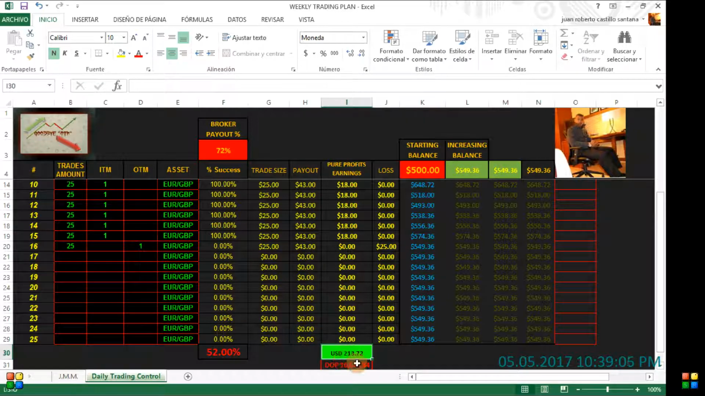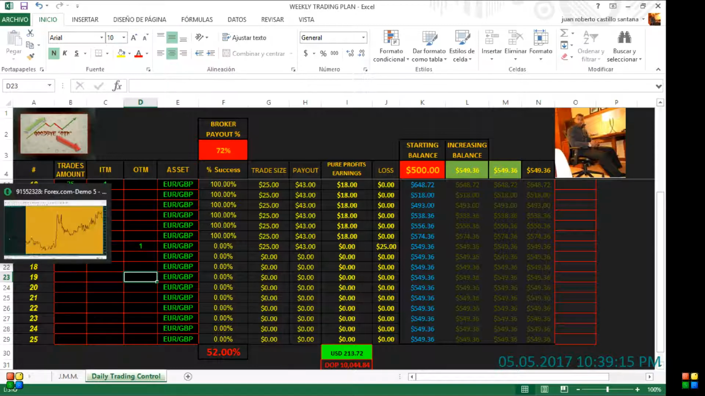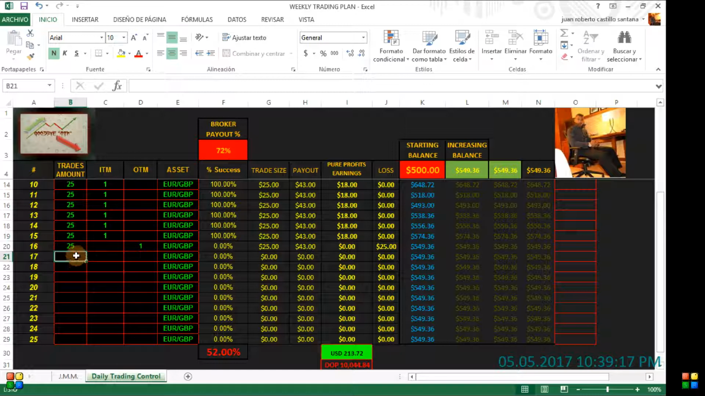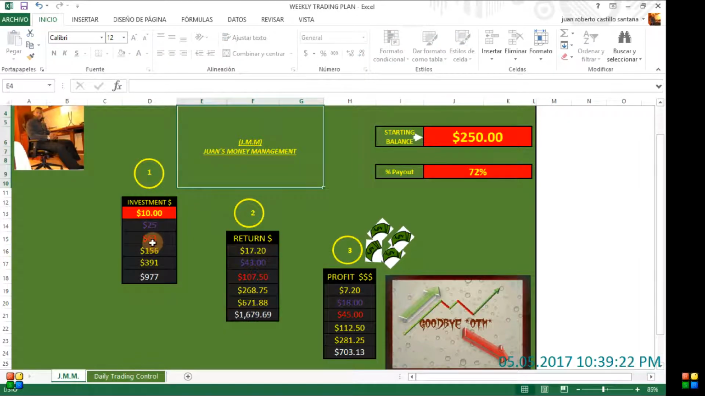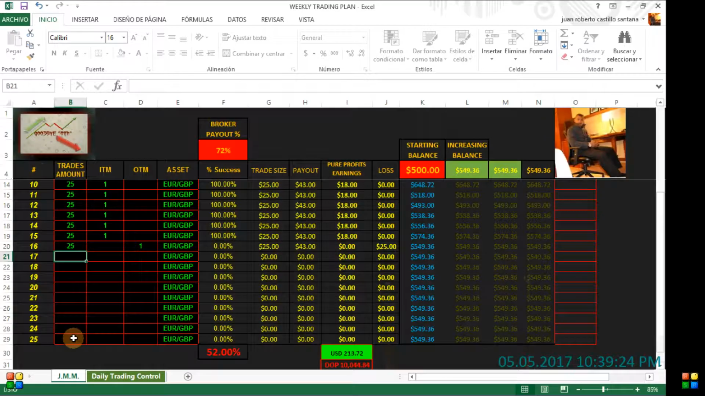Back to 213, and we were at 238. Now we are at 213. That's fine. Now we need to recover with a $63 investment based on our J.M.M. Our next step has to be $63.